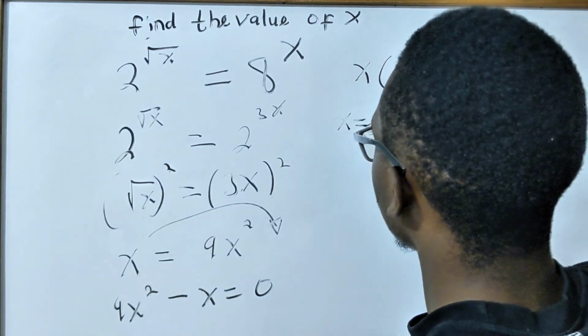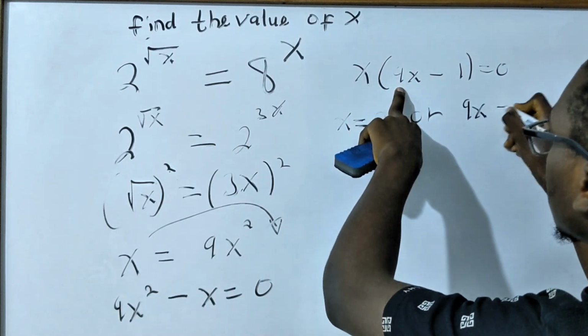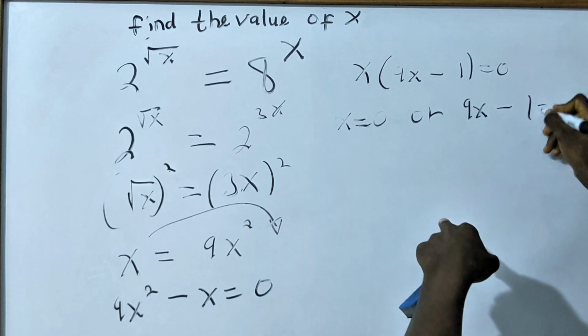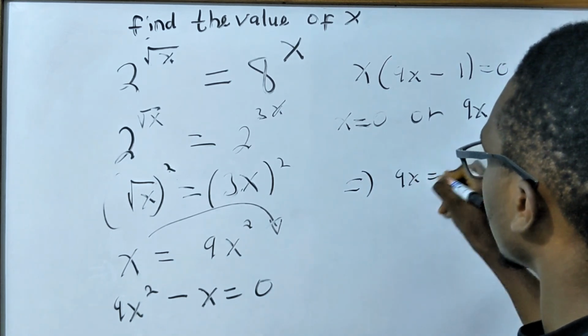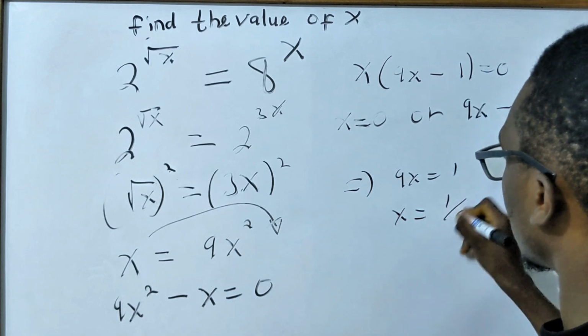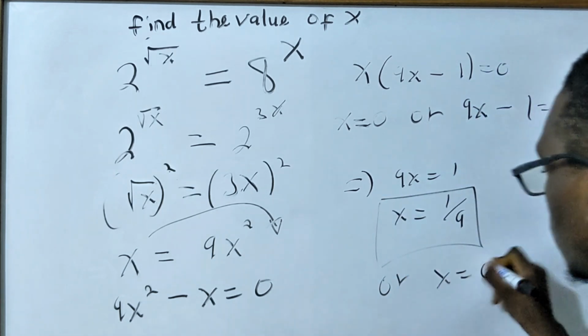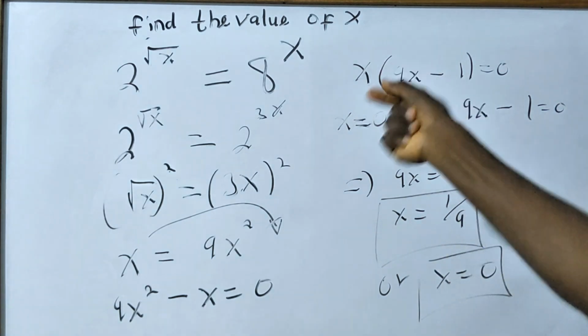Therefore our x is equal to 0, or 9x minus 1 is equal to 0, which implies 9x is equal to 1, x is equal to 1 over 9, or x is equal to 0. And now we have the two different answers to this equation.